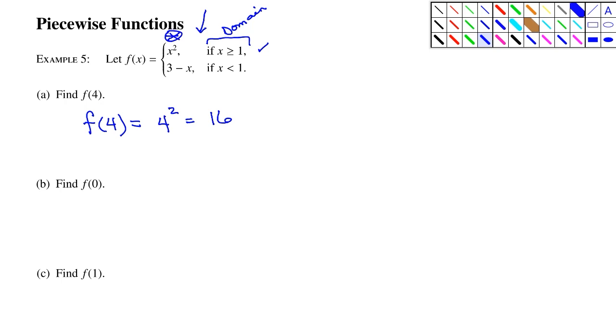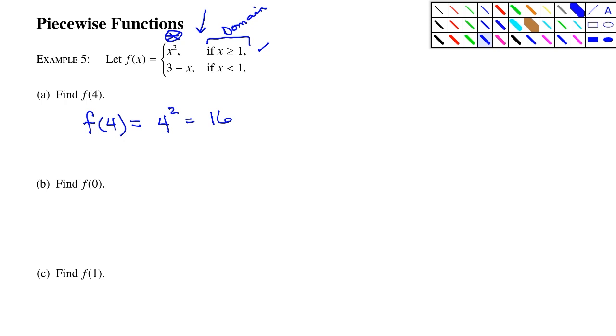Now this is a good time to remind you that by the definition of a function, it only has one answer. So you can't say, well, I'm going to use both. That would never work because then you would get two different answers and a function can't have two different answers. So you have to pick the correct one to go along with the value of x that's being used.